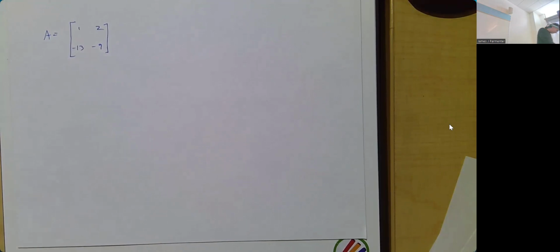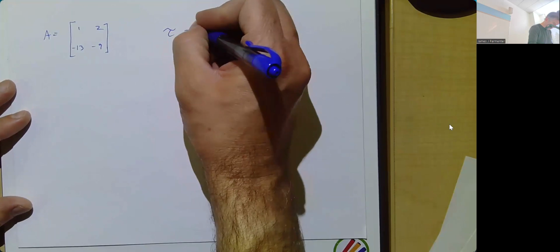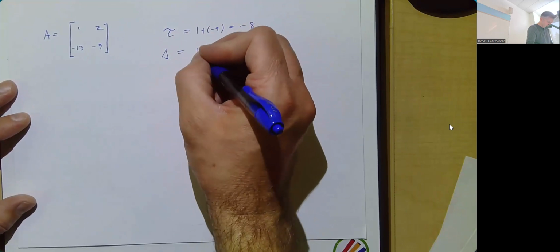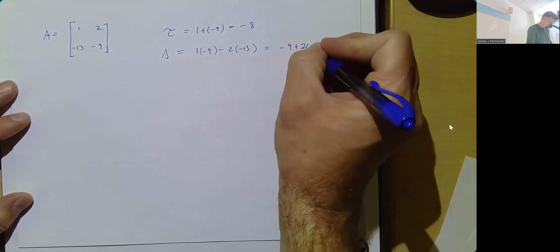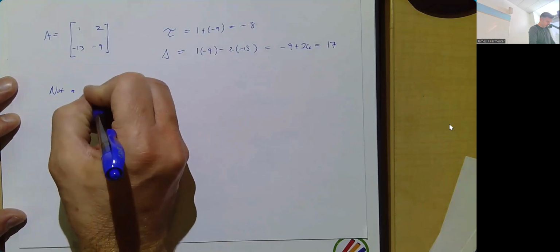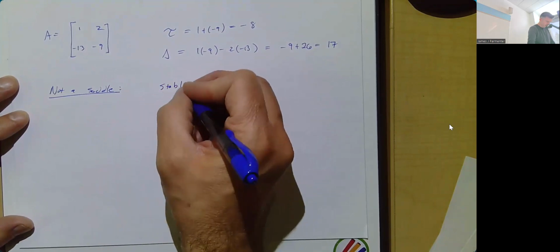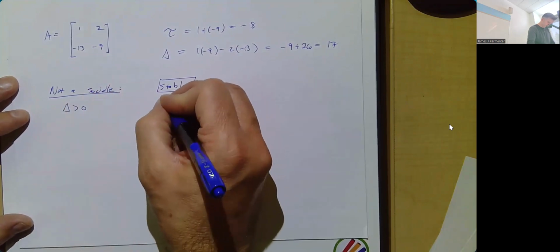All right, so let's see here. The trace is going to be 1 plus -9, which is -8. And the determinant is going to be 1 times -9 minus 2 times -13, which is -9 plus 26, which is 17. Okay, so certainly not a saddle. We know it's going to be stable because our trace is negative. Not a saddle, determinant is greater than 0. Stable, trace is less than 0.